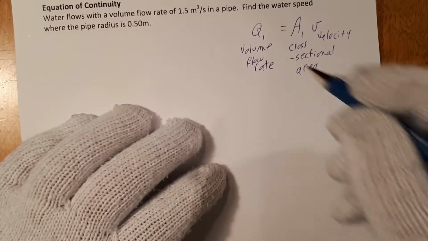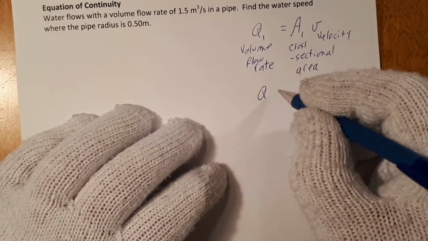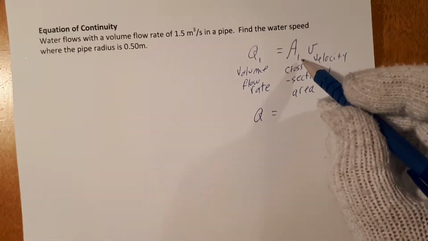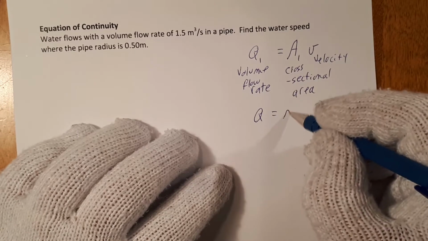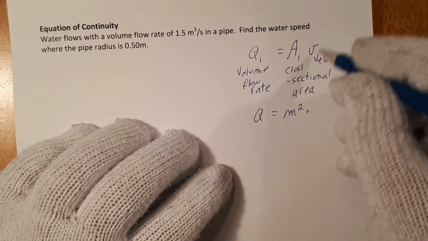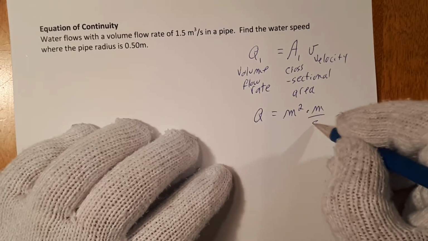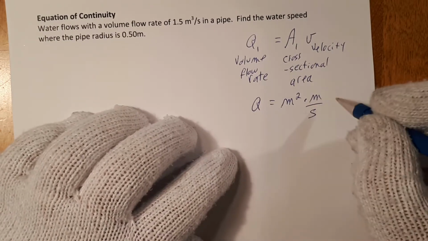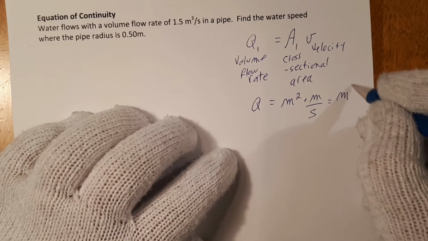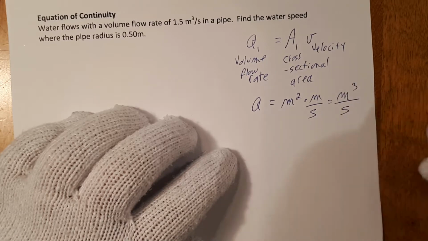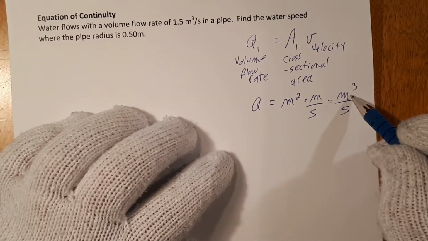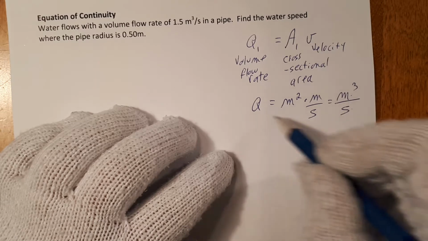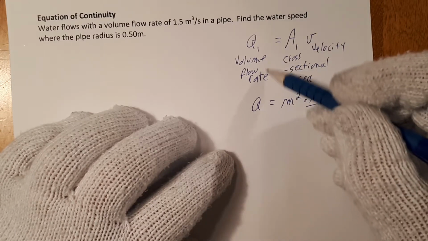We look at the units. Volume flow rate is equal to cross-sectional area, in meters, will be meters squared, and velocity is meters per second. Therefore, the volume flow rate, when you multiply these together, is equal to cubic meters per second. And cubic meters is a volume over a time. And that's what volume flow rate means.